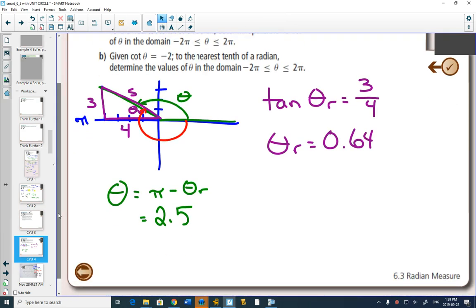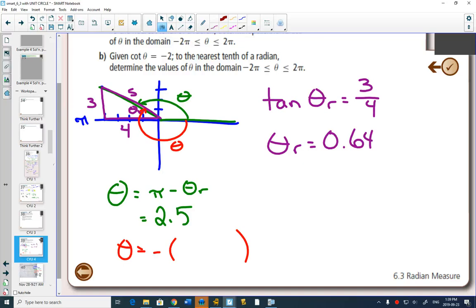And for my red angle, this is another example of what theta could be. For my red angle, what would I normally do if this was degrees? I would probably go pi plus my reference angle and make it negative because I'm going in the negative direction. I would do 180 plus my reference angle, find out what that number is, and then just make it negative.